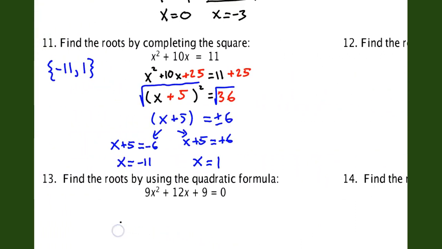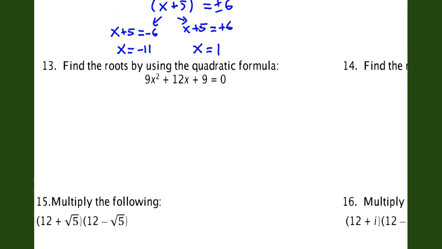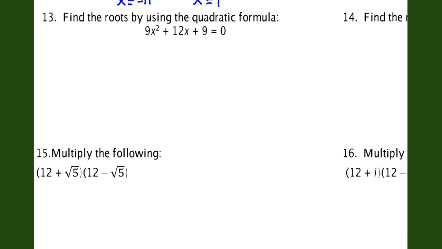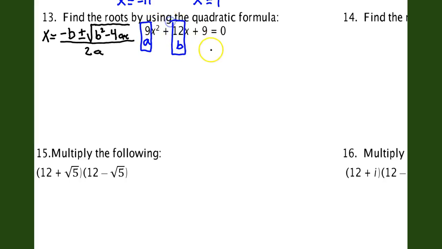All right, now let's look at the third and final method, the quadratic formula. So you need to have this committed to memory, that the quadratic formula is x equals negative b plus or minus the square root of b squared minus 4ac, right, all over 2a. Now, the a, b, and c in the formula are just the numbers here by themselves. So 9 is a, b is 12, c is 9.